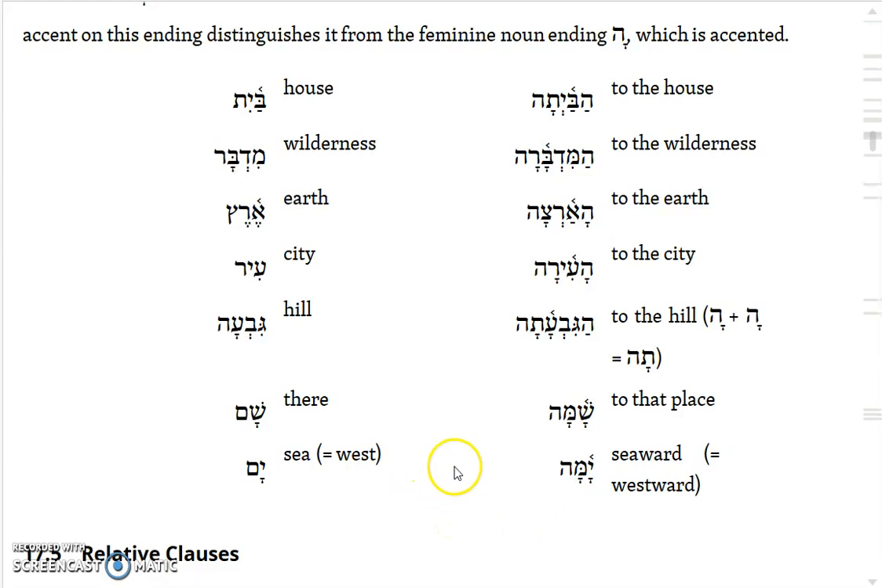And what are you going to confuse it with? Well, it kind of looks like a feminine ending. It's not a feminine ending. It's the directive hey. It's also going to look like a pronominal suffix, but it's not a pronominal suffix. For one thing, there's no mappiq in it. So this is yet another form to be aware of.